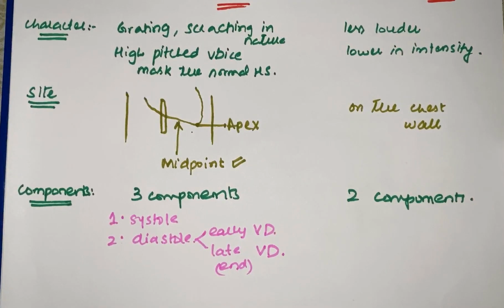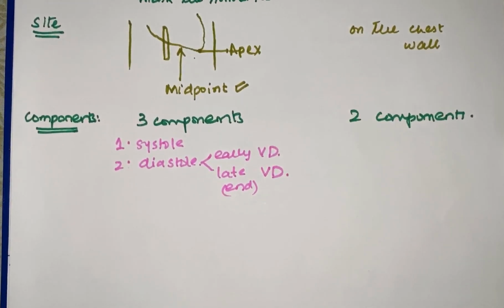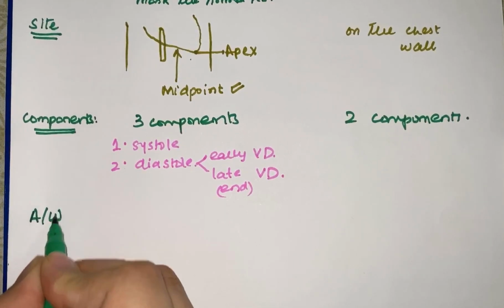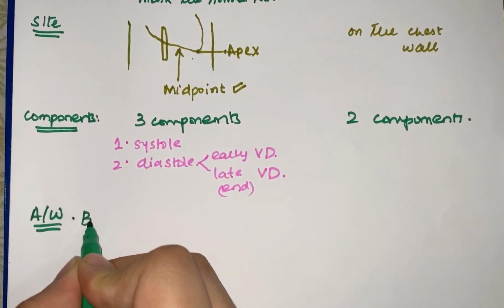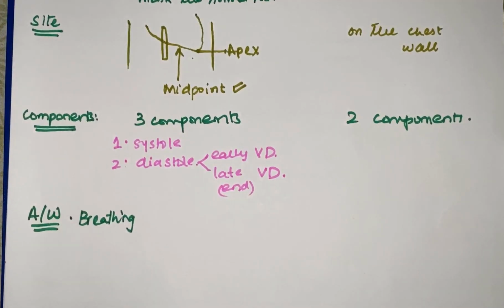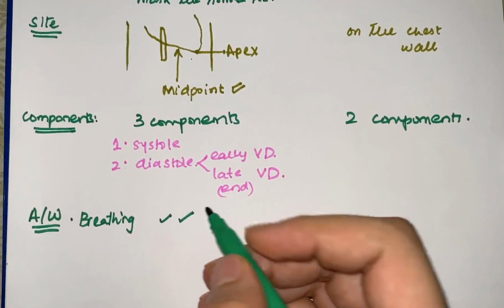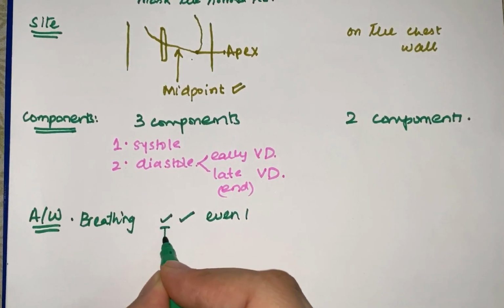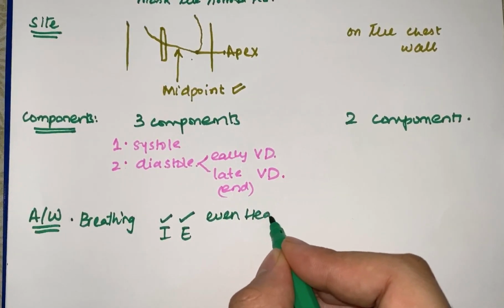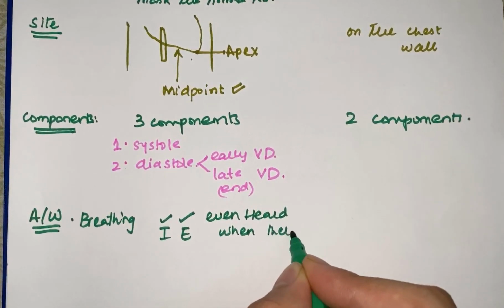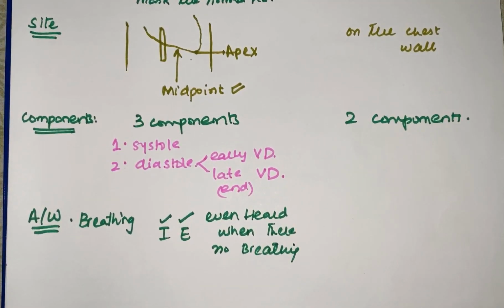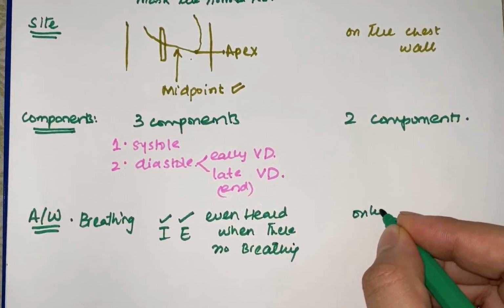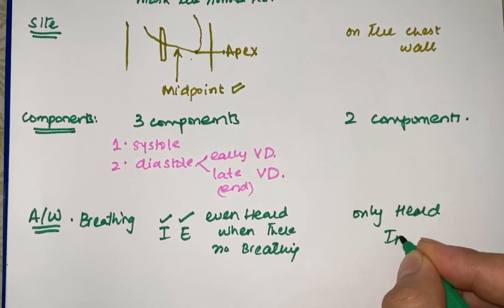Now there are some associations, and that is even important. First we are talking about breathing. The pericardial friction rub is heard during inspiration, during expiration, and even when there is no breathing or the breathing is stopped. Differentiating it from the pleural friction rub, it is only heard, very important, I repeat, only during inspiration.